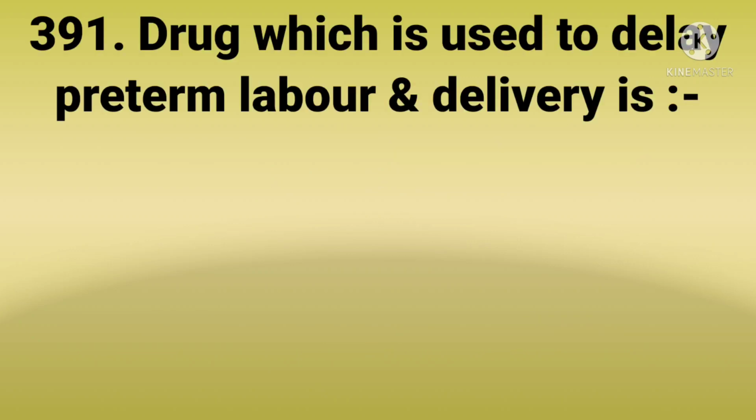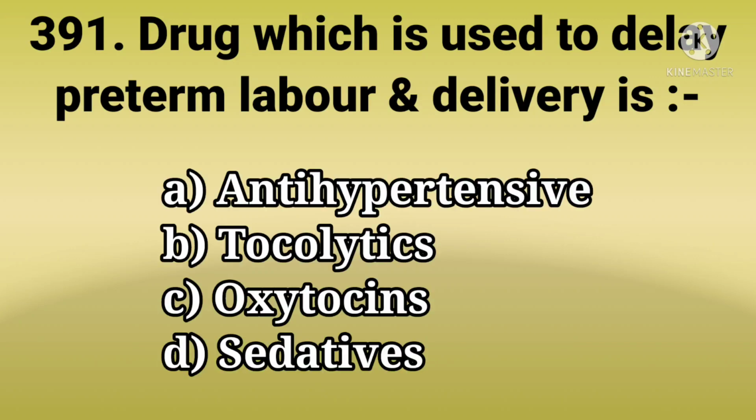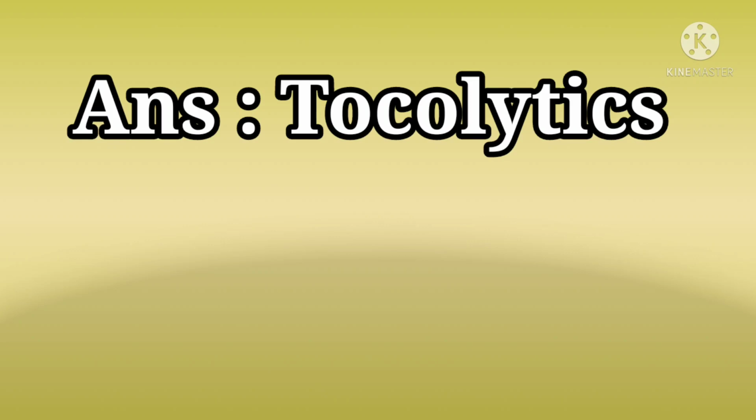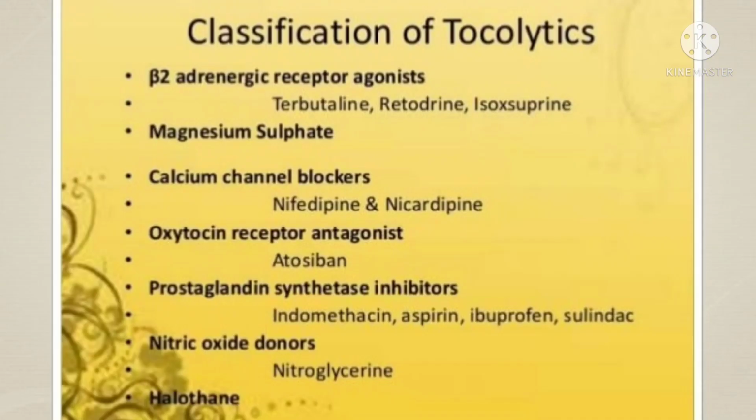The next question, the drug which is used to delay preterm labor and delivery is. The options are antihypertensives, tocolytics, oxytocin and sedatives. And the answer is tocolytics. Let's look at the classification of tocolytics.